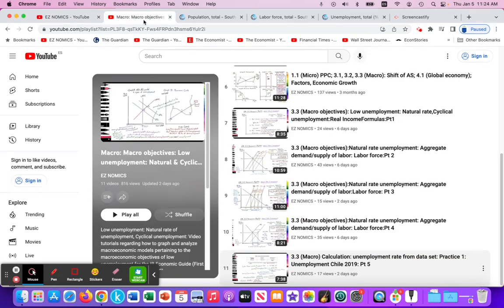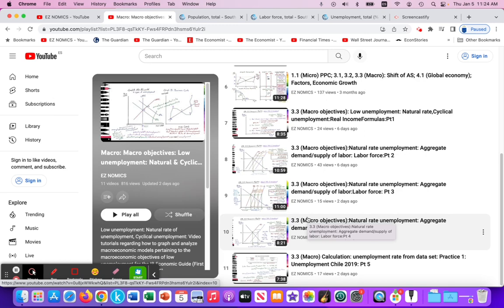This is part of a playlist that's linked below regarding the objective of low unemployment and models to be applied, along with calculating unemployment rate from a set of data and other calculations. So I'll continue to develop more paper 2, paper 3 types of calculations that an SL, HL student may experience on their IB exam. So let's take a look.